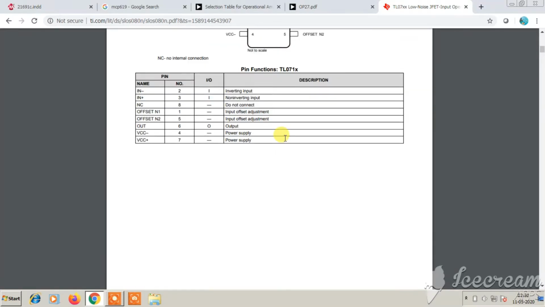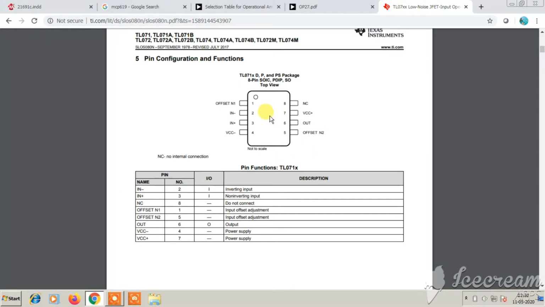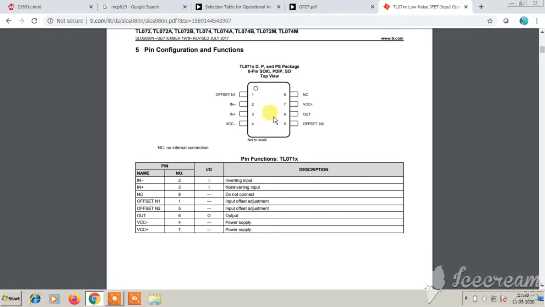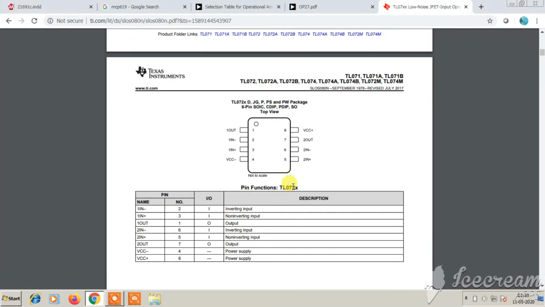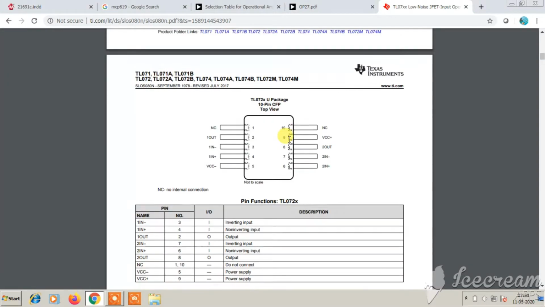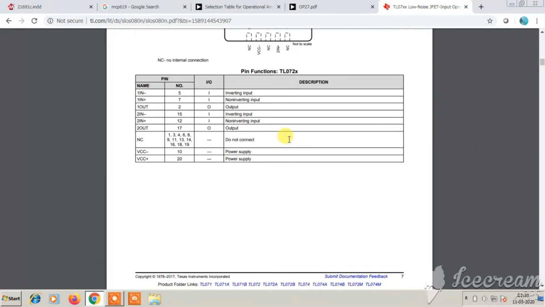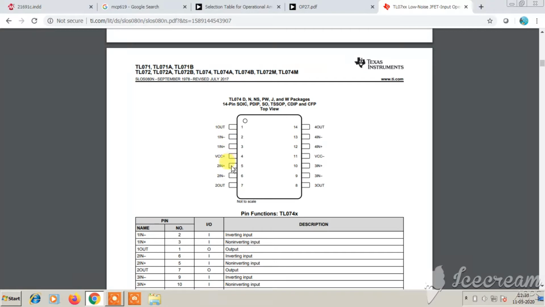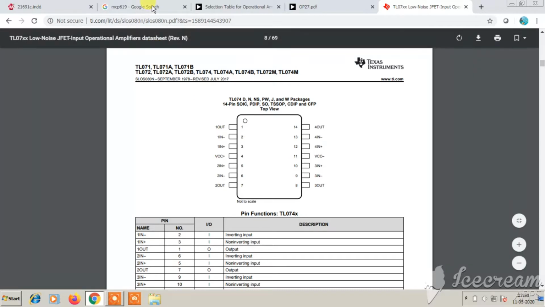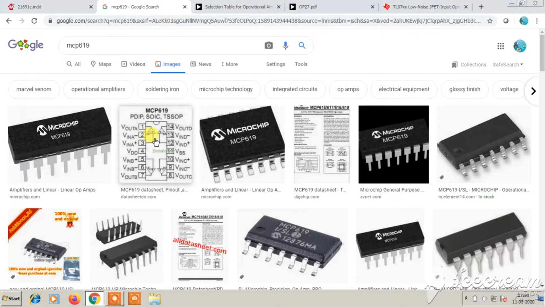Also, I missed the TL071X. The TL071X has the pinout same as the 741 types op amps, with only a single op amp. Here the 2 represents that the TL072X series has 2 op amps inside it, and it is very clear from the pinout here. And also, if you see the TL074, the TL074 is exactly the same as the LM358 types. Also, there is another op amp, the MCP619, which has the same pinout as the LM324.